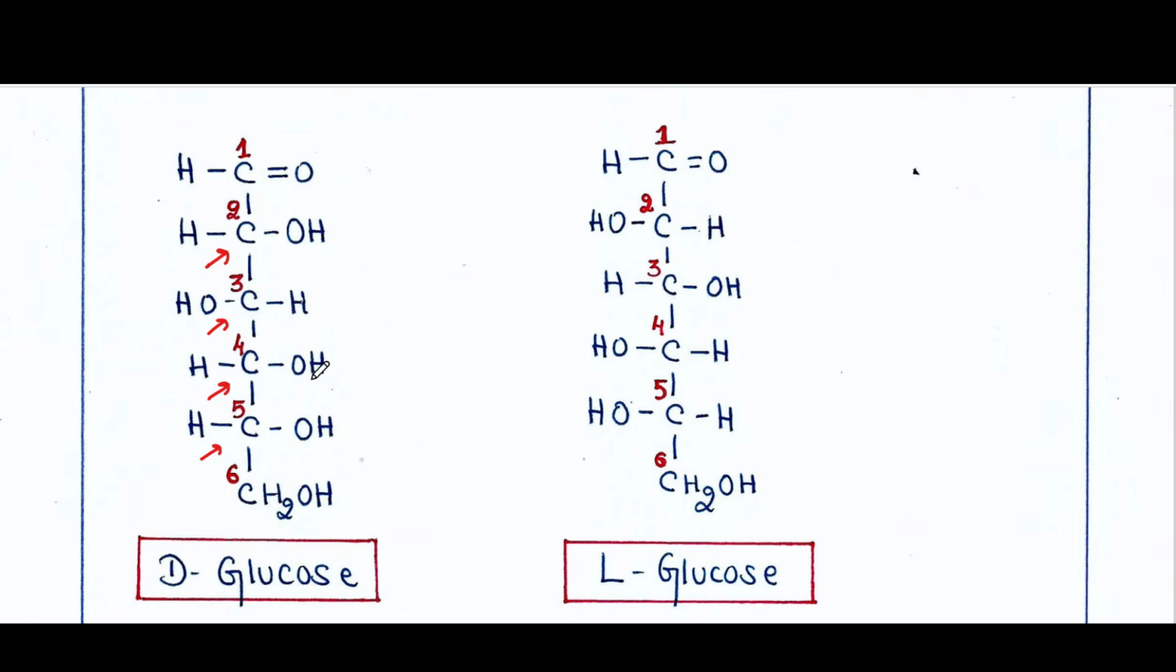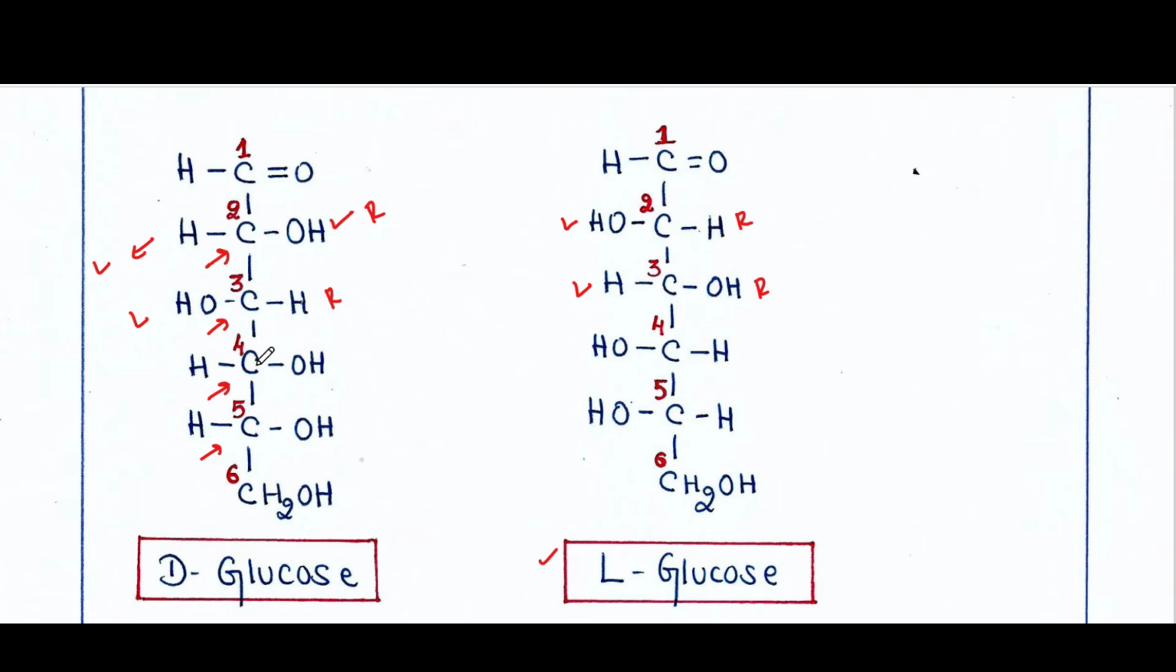Okay, so in D-glucose we can see the OH is on the right side and H is on the left side in carbon number 2. In L-glucose you can see the OH is now on the left side and H is now on the right side. Now see carbon number 3: it has H on the right side and OH on the left side. But in L-glucose, now the H is on the left side and OH is on the right side.